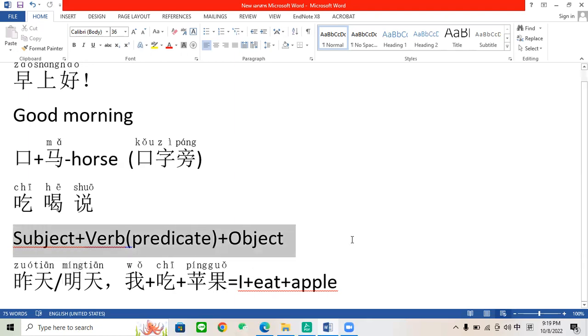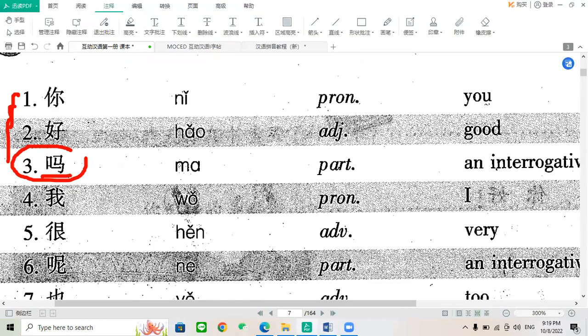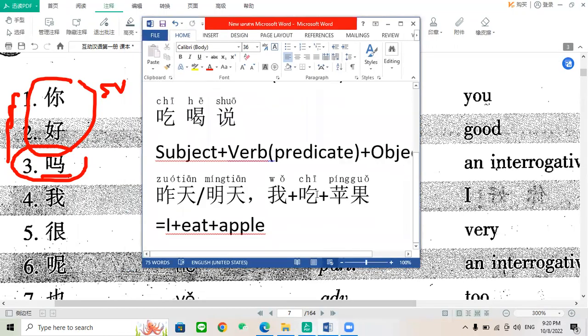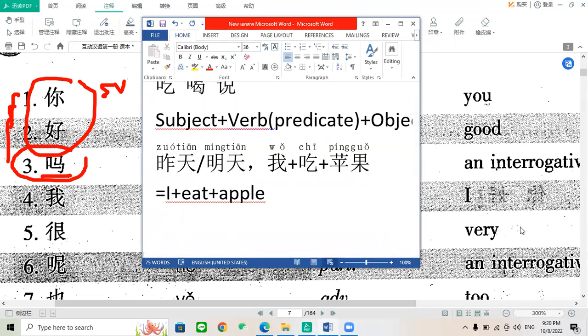Okay, so this is SVO, the basic structure of a sentence. This is very important. Like we've learned, 你好: 你 is S, the subject, right? 好 means like a verb, like a predicate. So this is a very basic sentence, an SV, right? 你好. Okay, let me write it down. It's a very basic structure. 你 is S and 好 is V, right? It's finished. 你好.